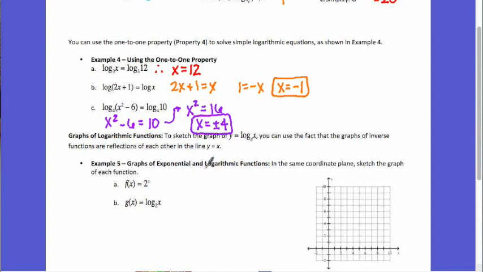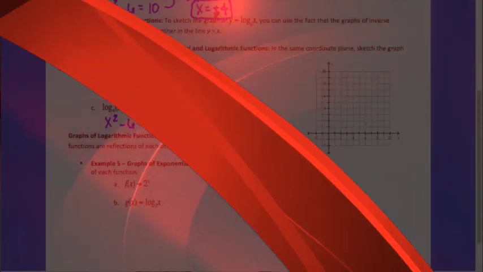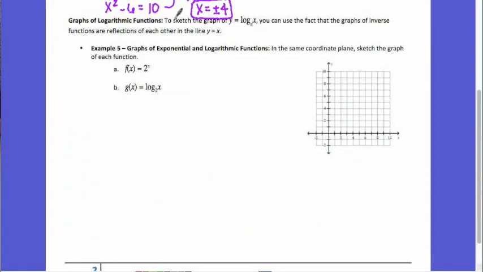Okay, because these are equations, you can always go back and check them. All right, graphing a logarithmic function. To sketch the graph of y equals log base a of x, you can use the fact that the graphs of the inverse functions are reflections of each other in the line y equals x. That goes back to our pre-3.2 lesson that we discussed.